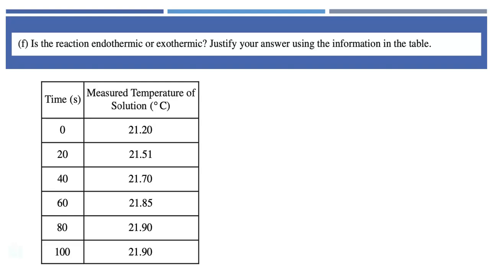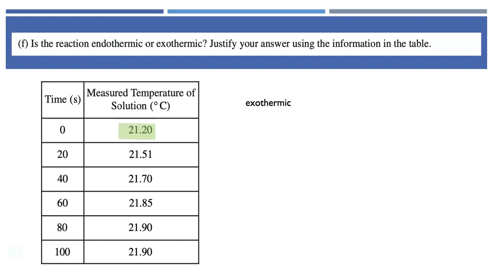Justify your answer using the information in the table. Well, endothermic processes absorb energy from the surroundings, and that means the temperature of the surroundings will drop. And exothermic processes release energy to the surroundings, and the temperature of the surroundings increases. What I see here is that it's an exothermic process.